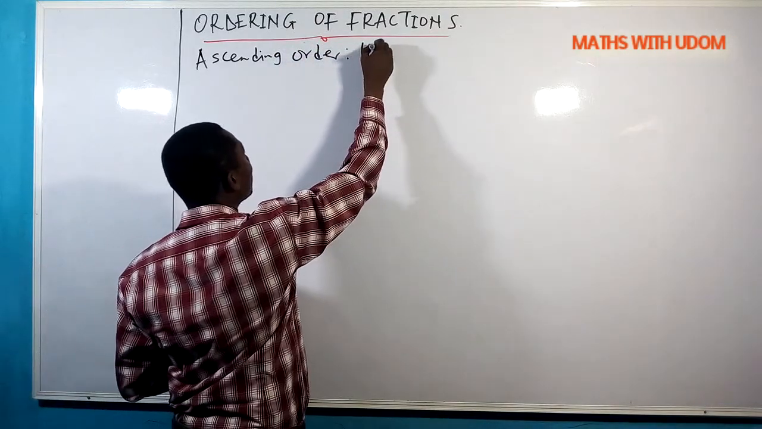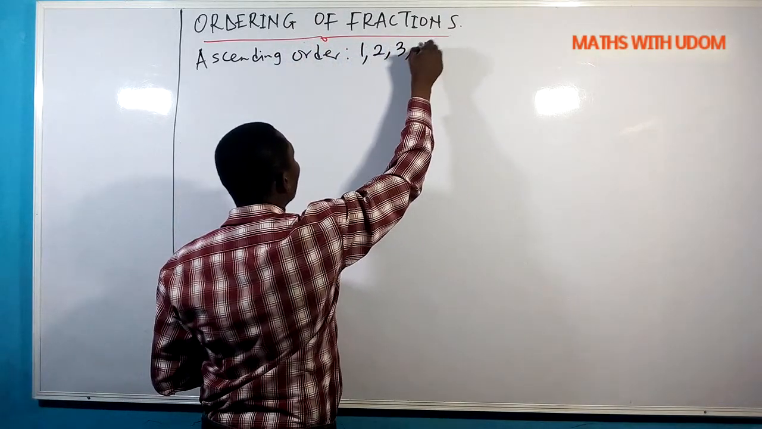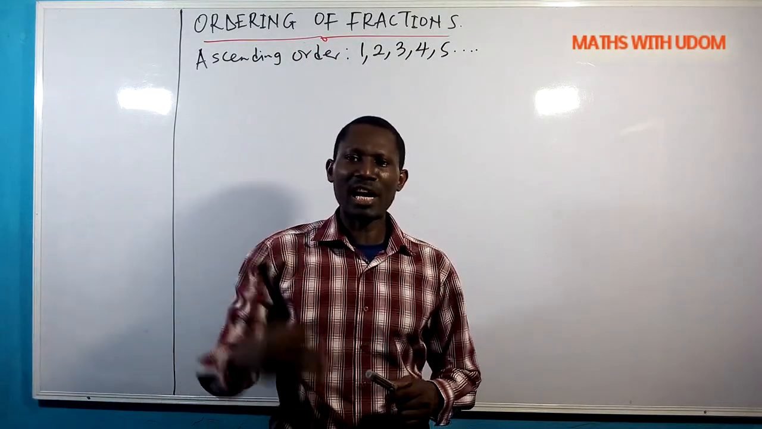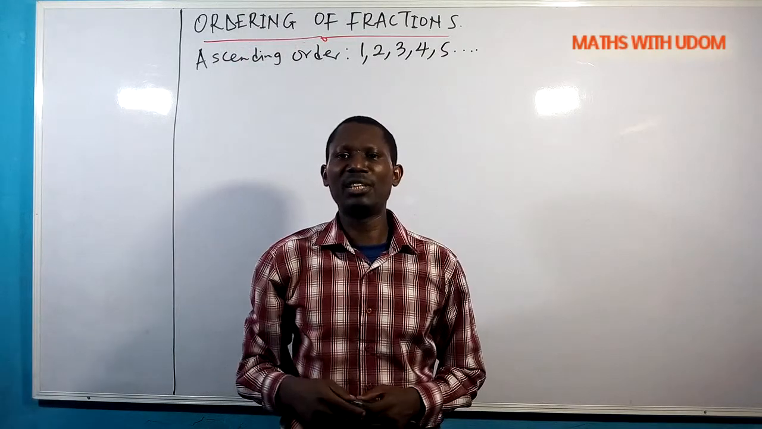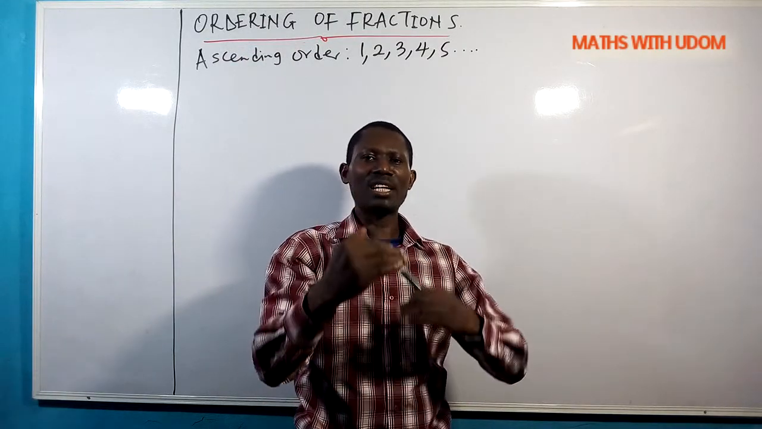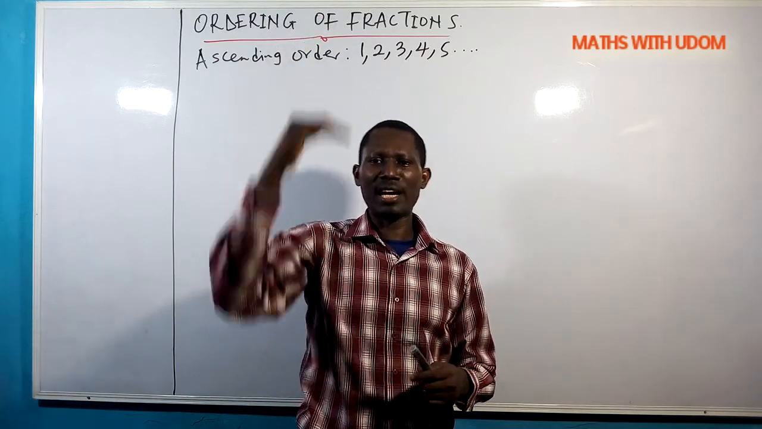Okay, so like ascending order, like you have 1, 2, 3, 4, 5, and so on. That is ascending order. You are climbing up, increasing in value, in numbers, okay? Just like somebody climbing a staircase. From one staircase to another, the person is moving higher and higher, okay?